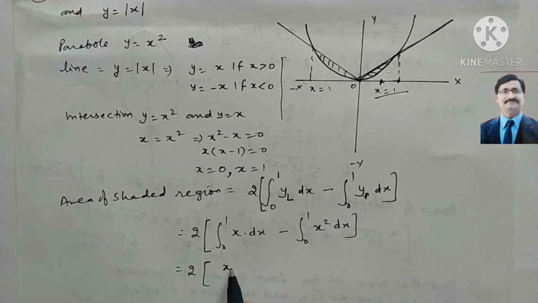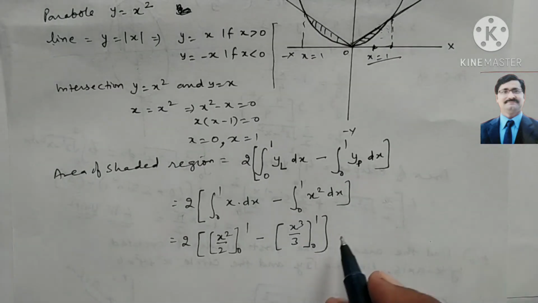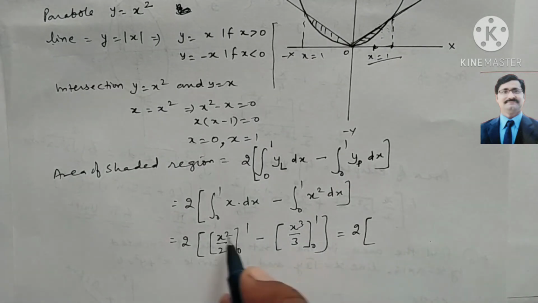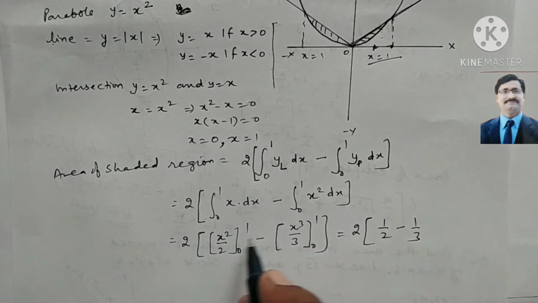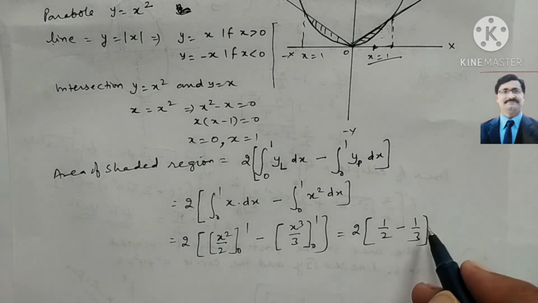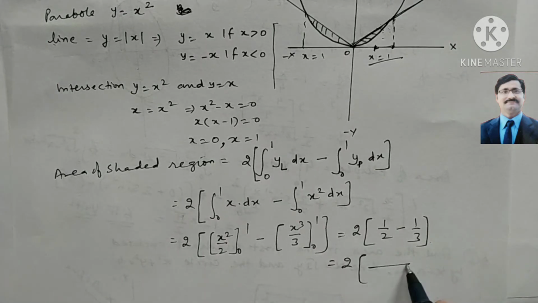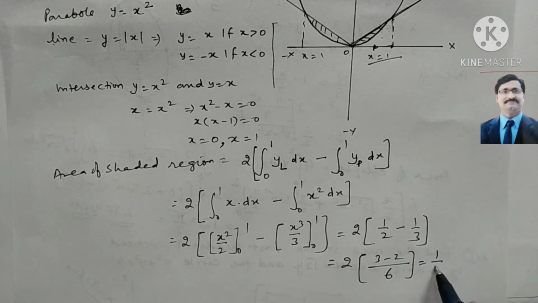This integral is x square upon 2, and limit is 0 to 1. Here integral is x cube by 3, and limit is 0 to 1. And this we have to solve only. If we put 1 means 1 by 2, and if we put here 1 means 1 by 3, and we put 0 means 0, you will get. Now we will take LCM. LCM is 6, means 3 minus 2, means we get here 2 by 6, means 1 by 3. So the answer we get here is 1 by 3 unit square. This is the answer. All of you understand?